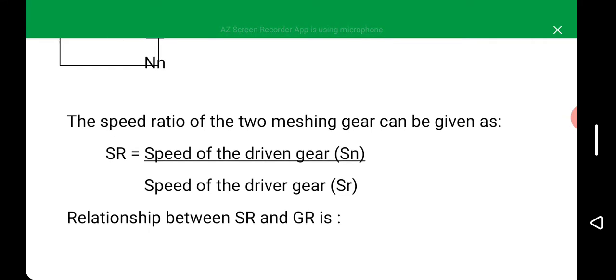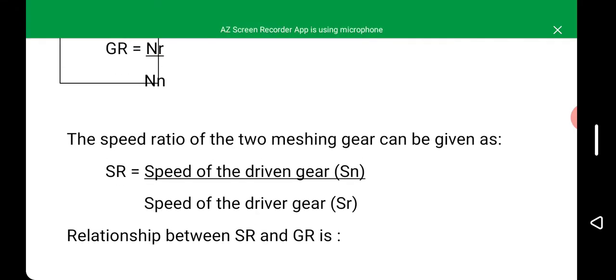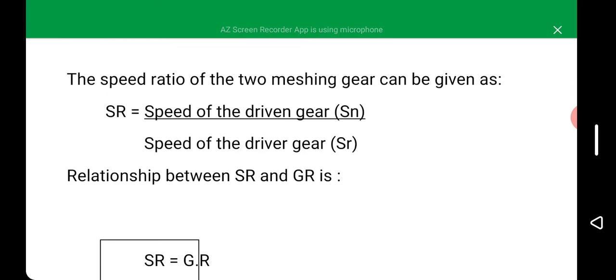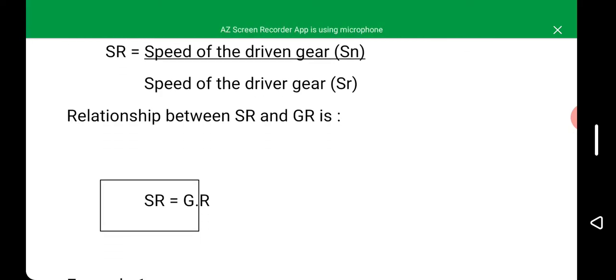Also, another formula that we're going to look at is the speed ratio of the two meshed gears, which can be calculated by the speed of the driven gear over the speed of the driver gear. If you look at these two formulas, when we are talking about the gear ratio, driver is in the numerator, while driven is in the denominator. But in the case of the speed, we put driven in the numerator and the speed of the driver gear in the denominator. You need to take note of these two. We use SR to denote the speed ratio of the gear. Now, the relationship between these two formulas is that you just equate them: SR is equal to GR.